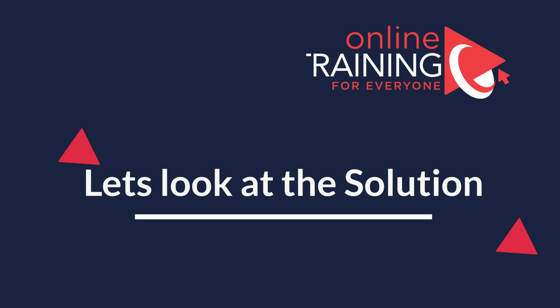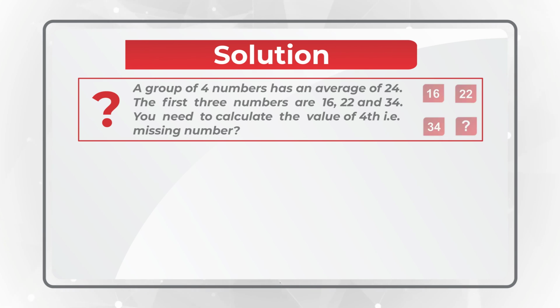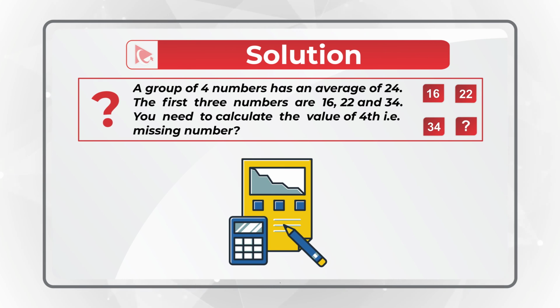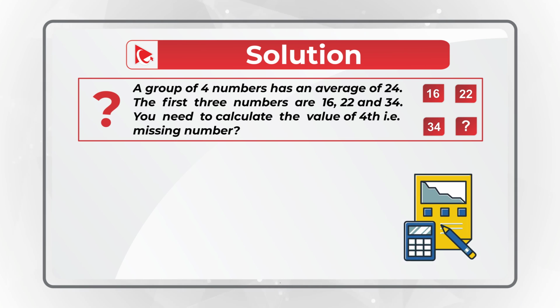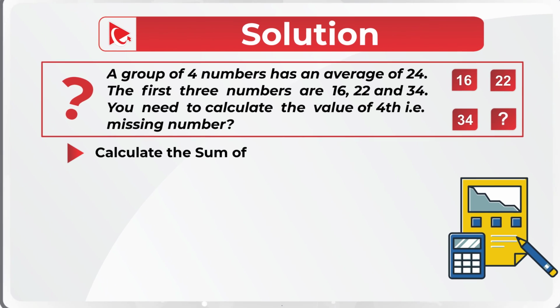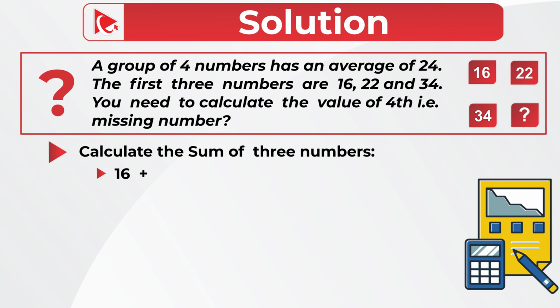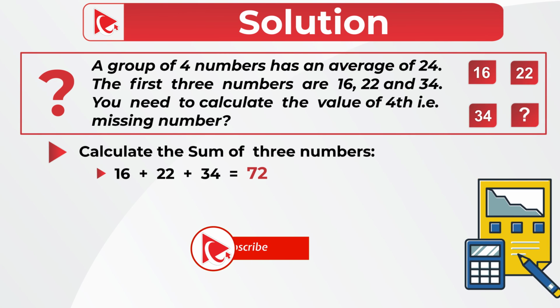Obviously, to solve it, you can plug in one of the 4 solutions instead of the missing number and calculate the average to see which one is correct. But we're going to take a different route. In the first step, we're going to calculate the sum of the 3 existing numbers: 16 plus 24 plus 34 equals 72.